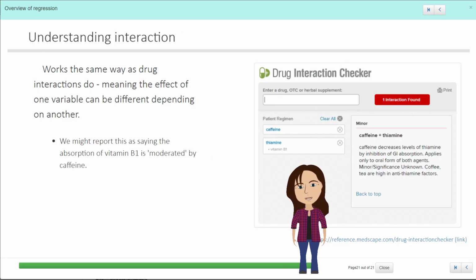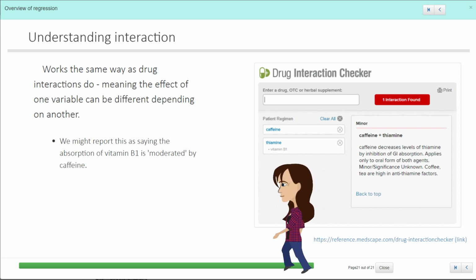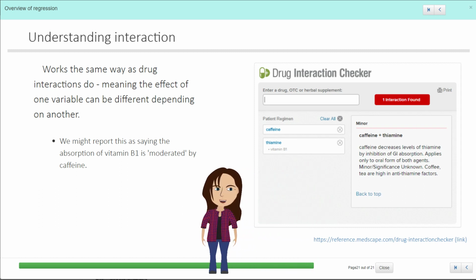So if you want to understand more about interaction, you can probably think of it the same way as we think about drug interactions. And I found this nice little interaction checker on the fabulous interwebs. Here you can type in 2 drugs and see if one drug changes the effect of the other drug. And someone happened to mention this in a tutorial, so I thought I would look up caffeine and vitamin B1. And apparently your absorption of vitamin B1 is reduced or moderated by caffeine intake. And so this would be called a drug interaction, and statistically we would call this an interaction too.